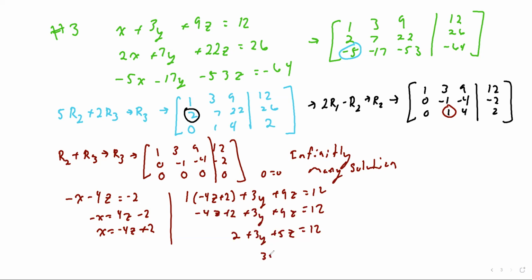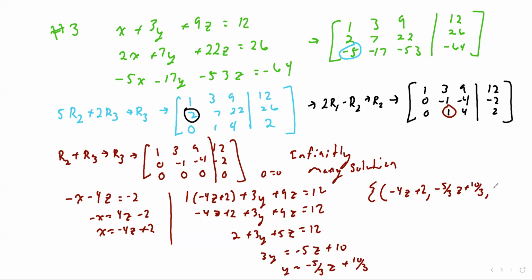So that right there will give me 3y equals -5z. Subtract the 2 from the 12, you get 10. Then divide by the 3 here, so you get -5/3 z plus 10/3. And so now you have two equations with z, where z can be anything at once. So it wants you then to write the equation as -4z plus 2, -5/3 z plus 10/3, comma, z, because z gets to be whatever it wants, such that z is any real number.